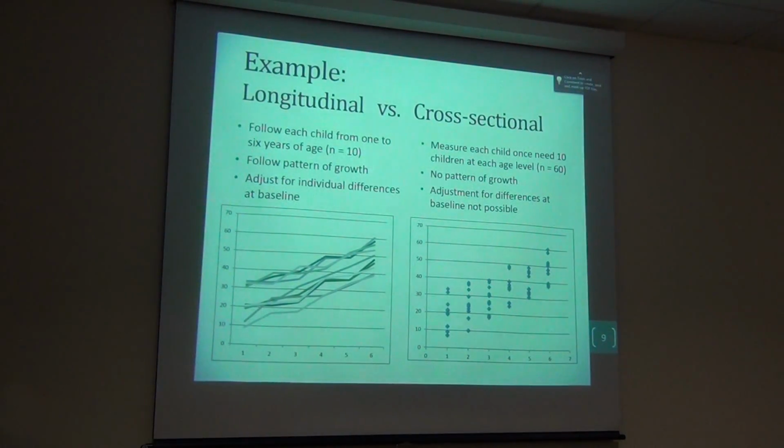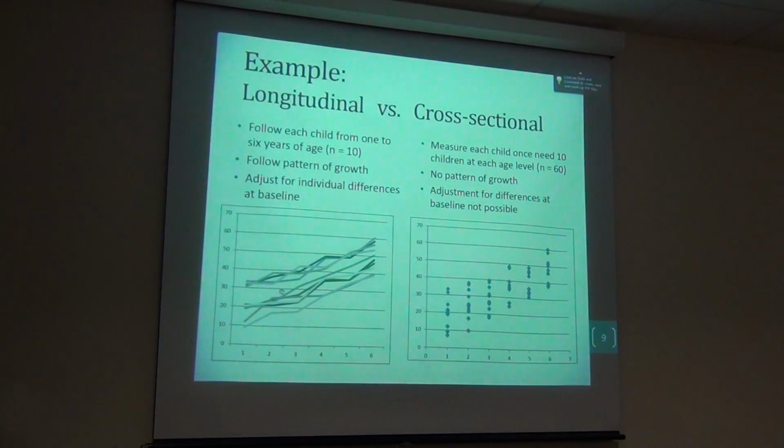So here's an example of longitudinal versus cross-sectional. In the longitudinal setting of this study, 10 children are followed from 1 year annually up to 6 years. So for each child, you can measure the response at 1, 2, 3, up to 6 years. And then you can plot the measurements for each child, and you can connect those measurements. And so you can get a pattern of growth for each of them.